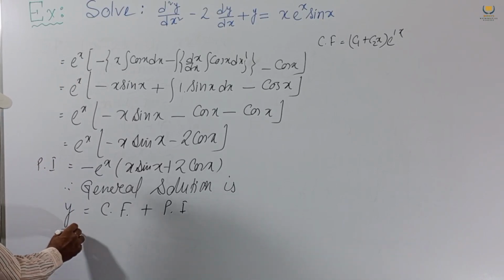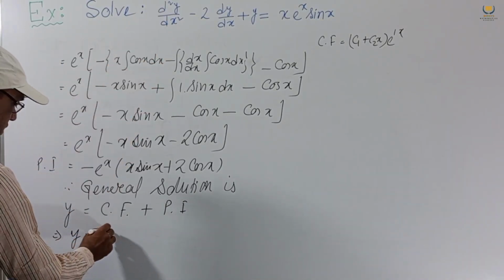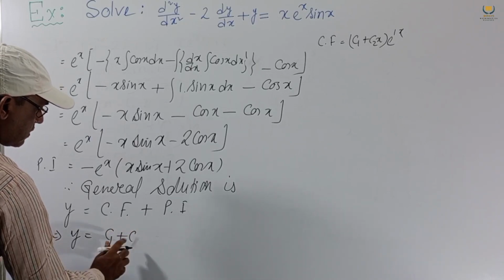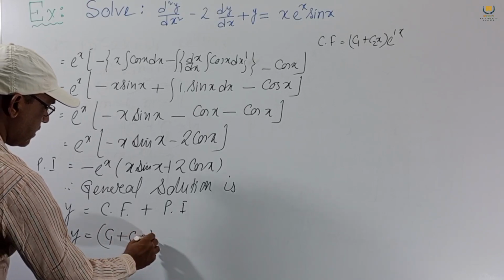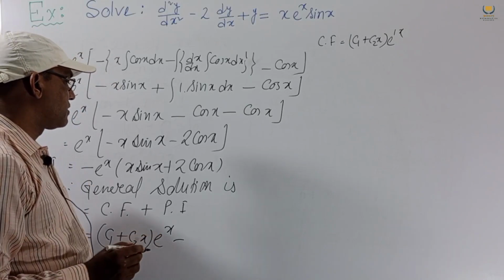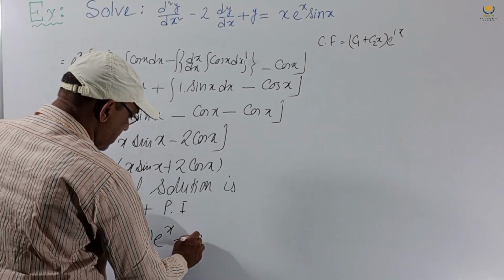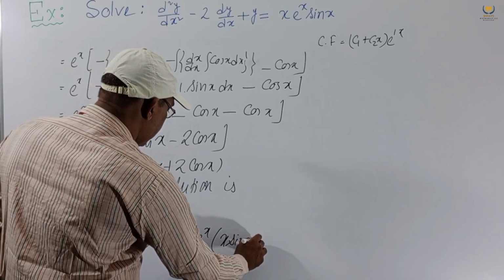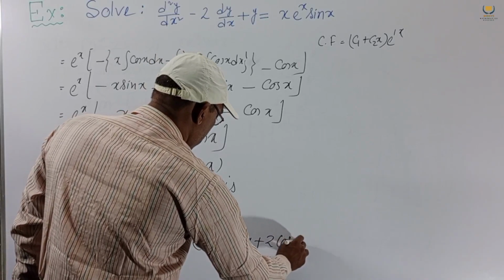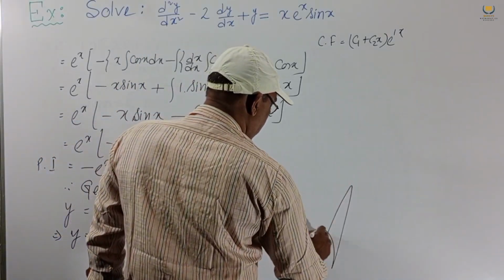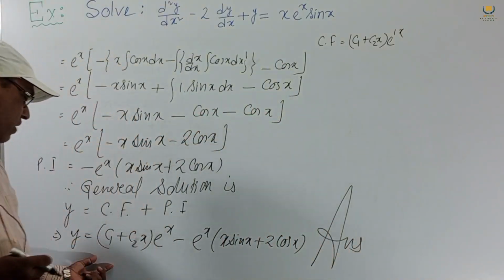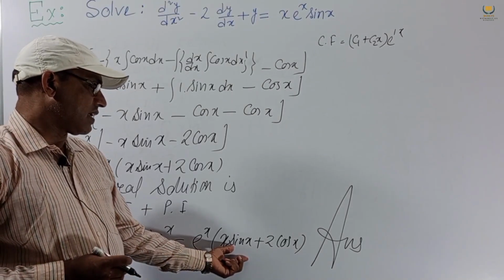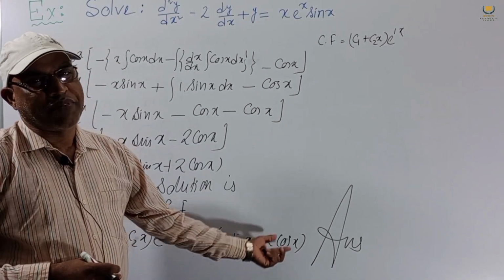And this implies y equal to CF, which means this one, c1 plus c2 x, e to the power x, plus minus e to the power x, x sin x plus 2 cos x, and this is our final answer. So the final answer is y equal to c1 plus c2 x, e to the power x, minus e to the power x, x sin x plus 2 cos x. This is the answer. Very easy solution. Very easy.